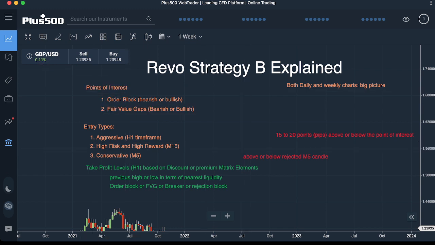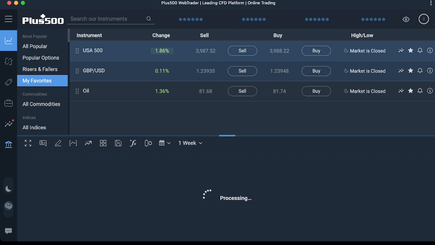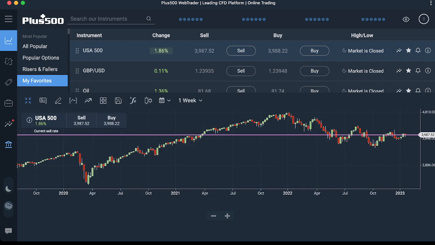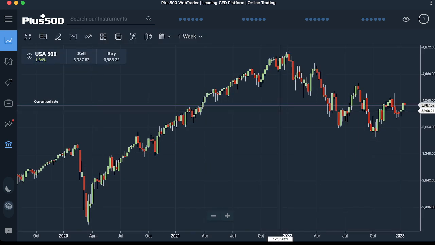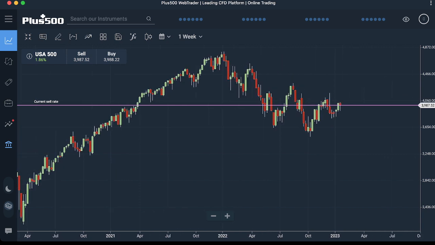Let's go to the chart and I'll show you each one of these in practice, so you will get a better understanding of what is going to happen and how you can grab the setup based on this strategy. So this is the US 500 weekly chart.